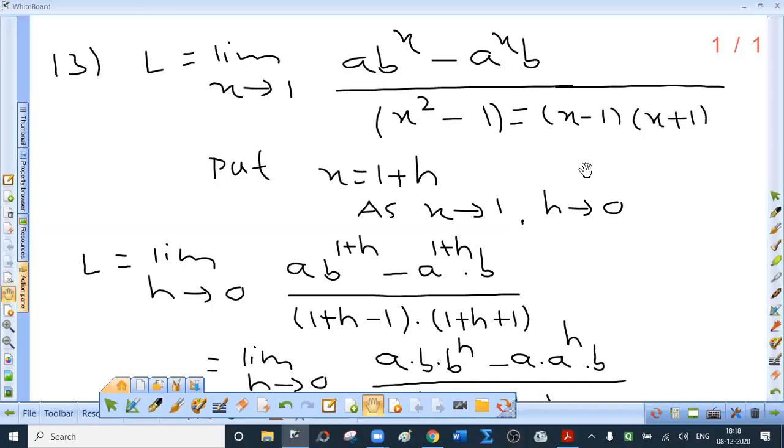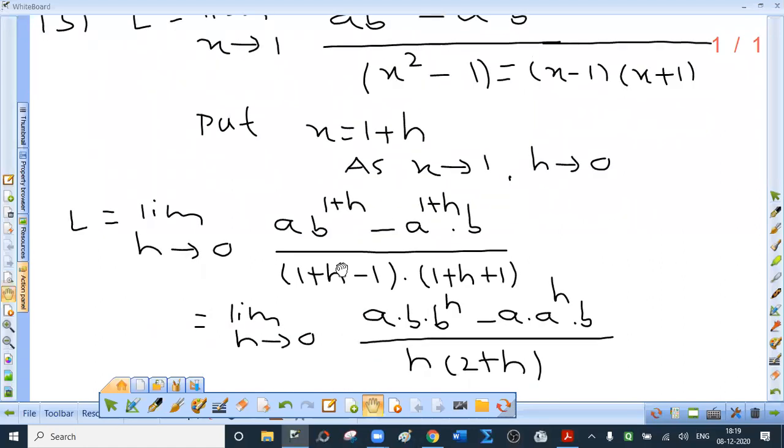Sum number 13. Let L be the limit x tends to 1, (ab raised to x minus a raised to x b) upon x square minus 1. Factors are x minus 1, x plus 1. Actually, you can take ab common. Here I haven't written that, but you could have taken ab common here only to get ab into in bracket b raised to x minus 1 minus a raised to x minus 1, right? But then the same thing. I have put x equal to 1 plus h. As x tends to 1, h will tend to 0.